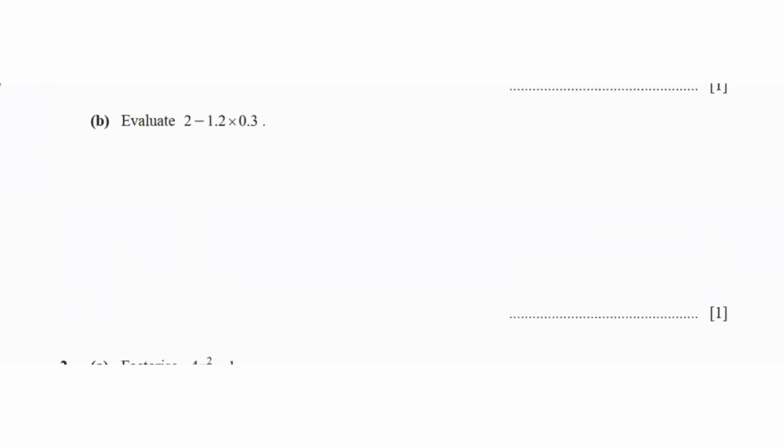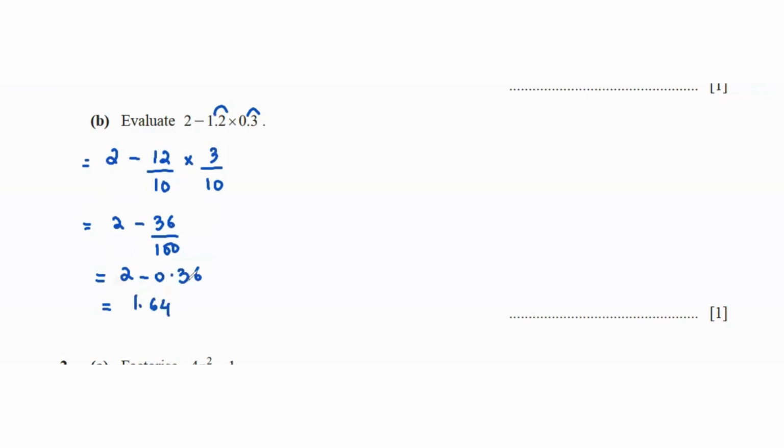Evaluate 2 minus 1.2 times 0.3. So let's convert the 1.2 into 12 over 10 by moving the decimal one place to the right, and 0.3 becomes 3 over 10. So now we can do 12 times 3, which is 36 over 100. 36 over 100 is 0.36, and 2 minus 0.36 is 1.64.